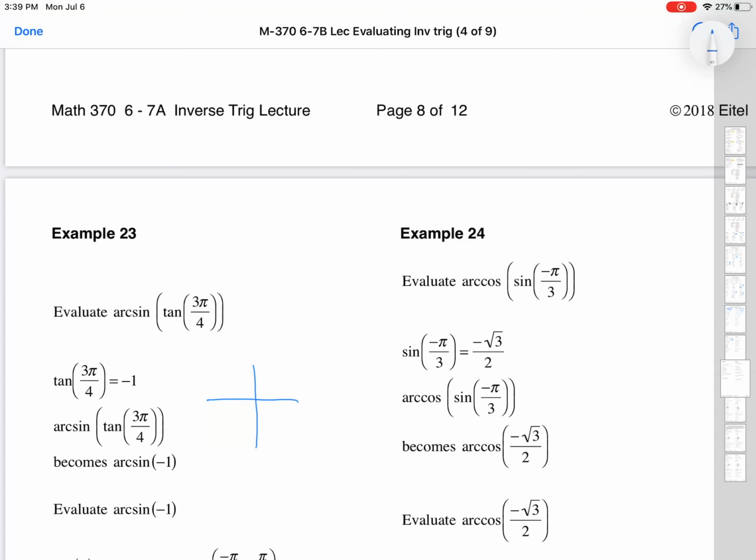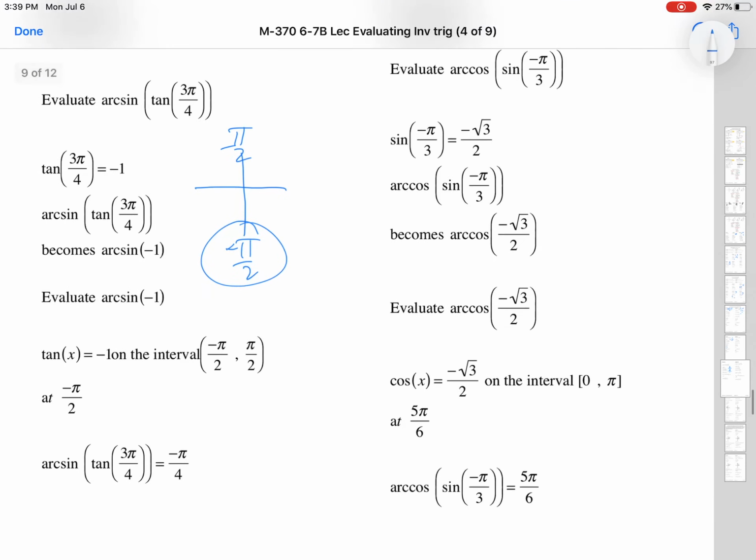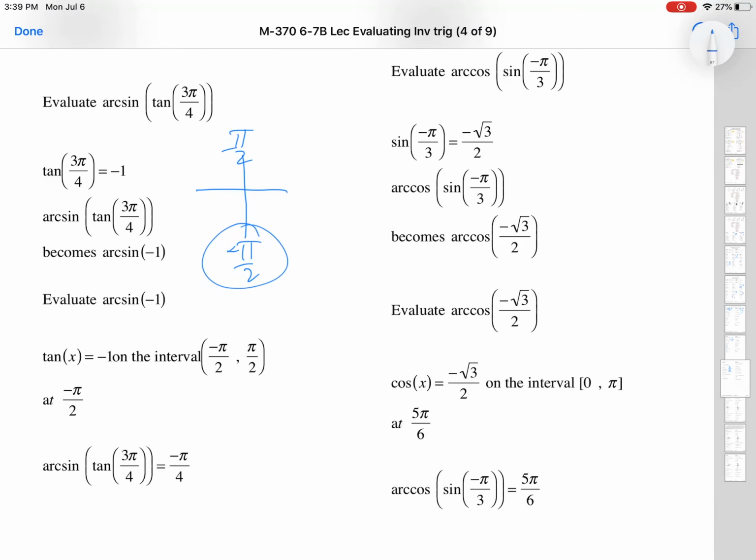Arcsine of negative 1. Well, that's going to be a quadrantal angle. So we know our outputs are between minus pi over 2 and pi over 2. It's the minus pi over 2 that has that y height of that. And so that's what we're coming for here.